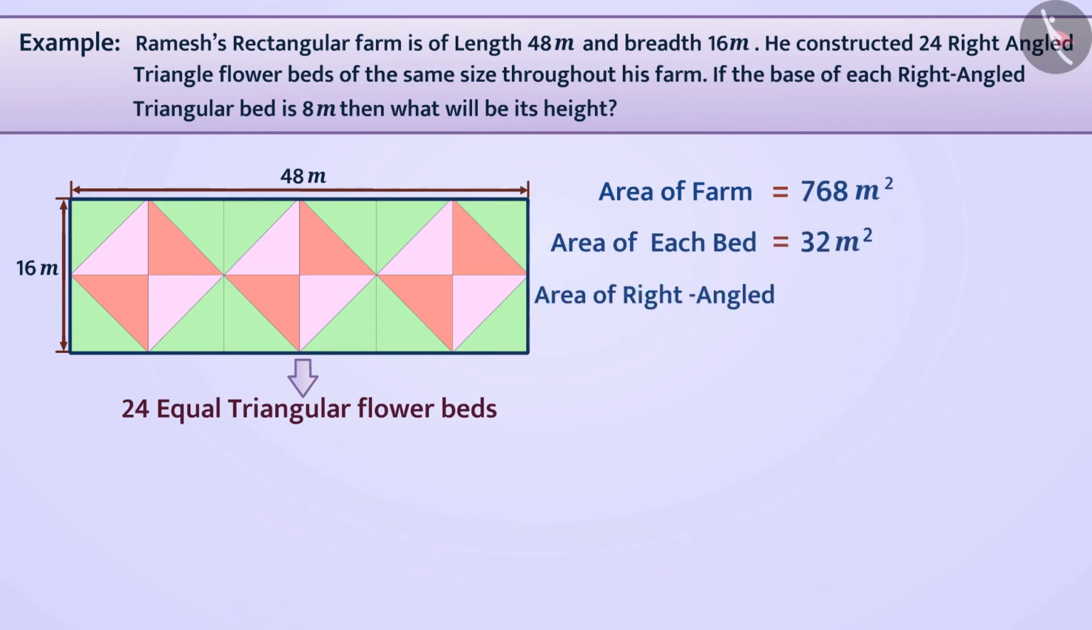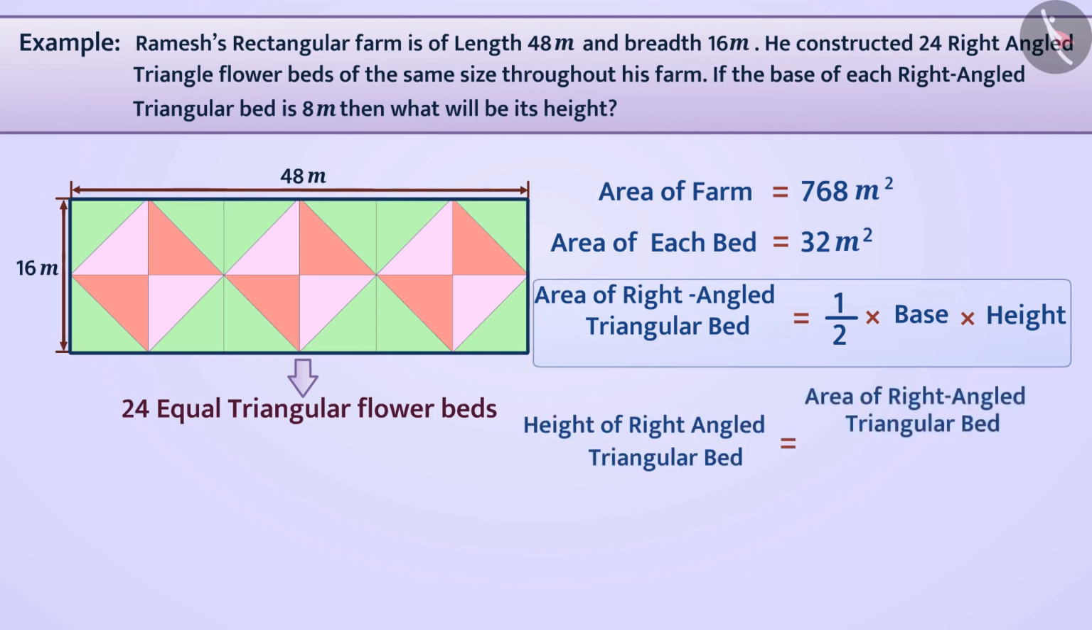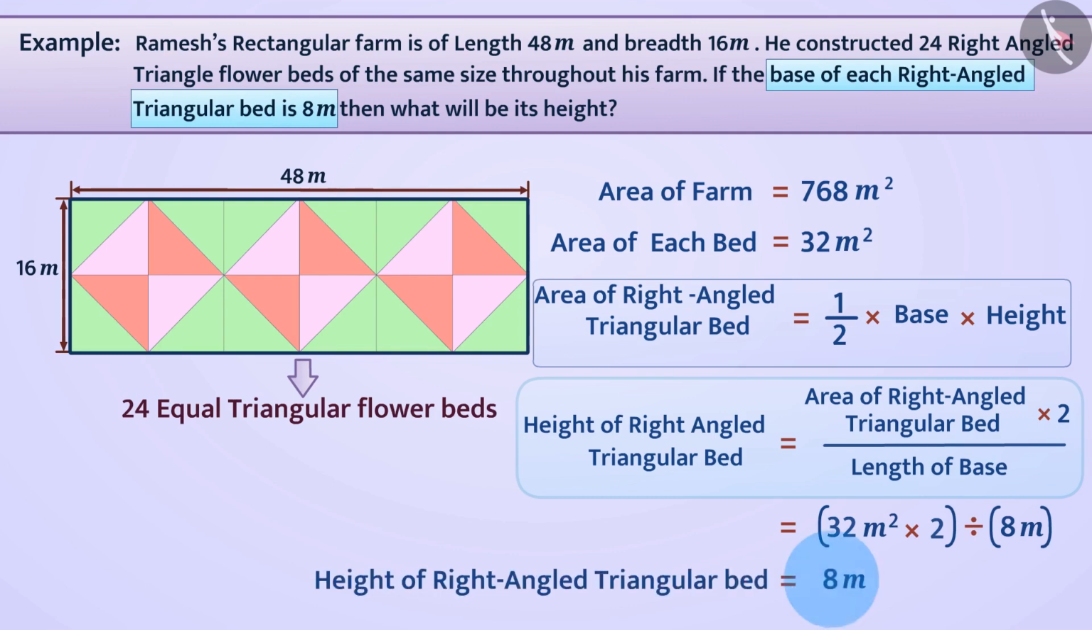Since the area of the right-angle triangular bed is half multiplied by base multiplied by height, therefore, height of the right-angle triangular bed is equal to area of the bed multiplied by 2 divided by length of base. It is given that the base is 8 meter. Therefore, its height will be 32 square meter multiplied by 2 divided by 8 meter, which is equal to 8 meter. So, in Ramesh's field, the height of each right-angle triangular bed is 8 meter.